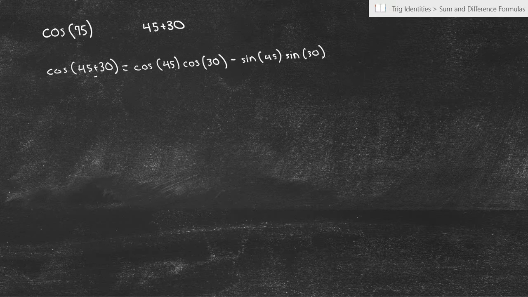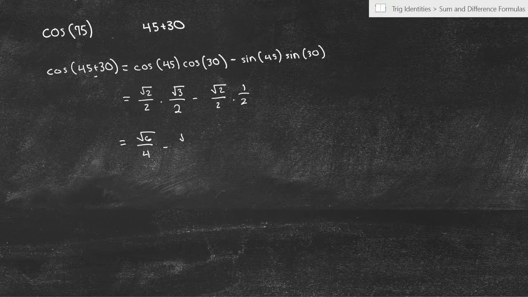Alright, so cosine of 45, root 2 over 2, times cosine of 30, which is root 3 over 2, minus sine of 45, which is root 2 over 2, multiplied by sine of 30, which is just 1/2. It's going to equal, we're going to get root 6 over 4, minus root 2 over 4. So this one is going to equal square root of 6 minus square root of 2, all over 4. And that is cosine of 75.